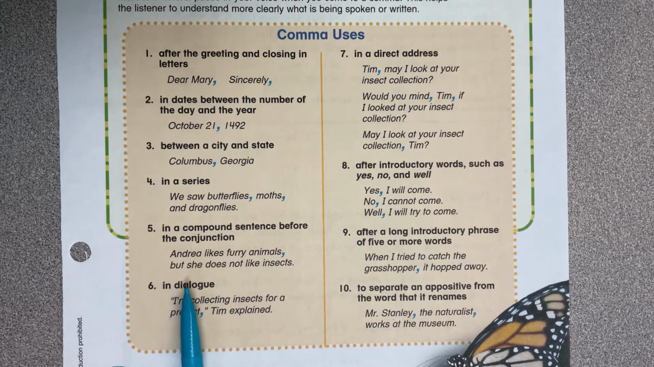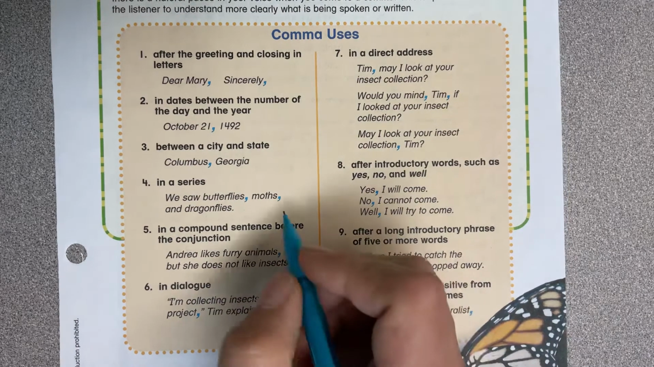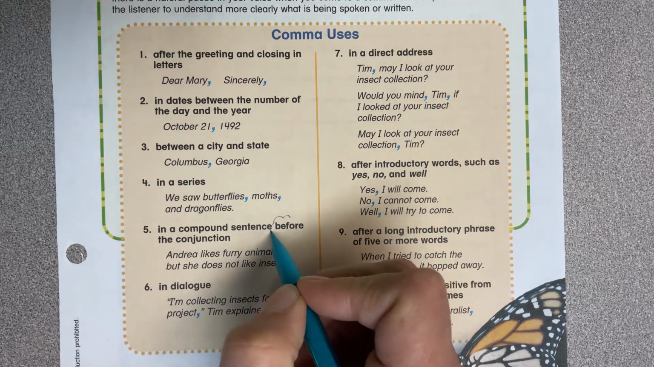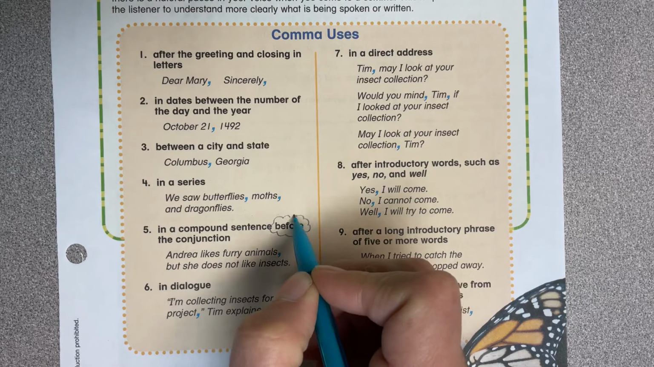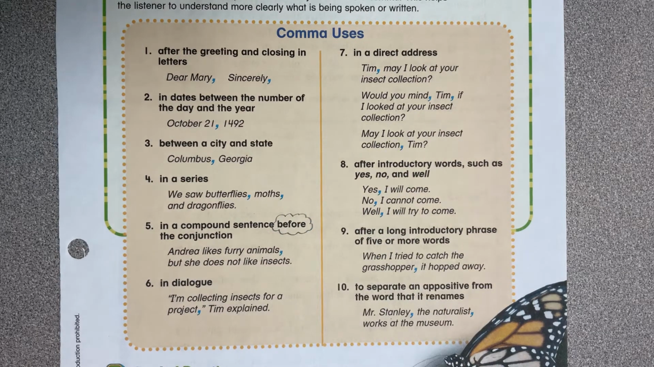Number 5 says we would use it in a compound sentence before the conjunction. Let's go ahead and we're going to put a nice cloud around the word before. Make sure you put that cloud around your word before. We've got a little bit of trouble with that, making sure it goes before the conjunction and not after. Remember, our conjunctions are and, or, and but. So this says Andrea likes furry animals, comma, but she does not like insects.